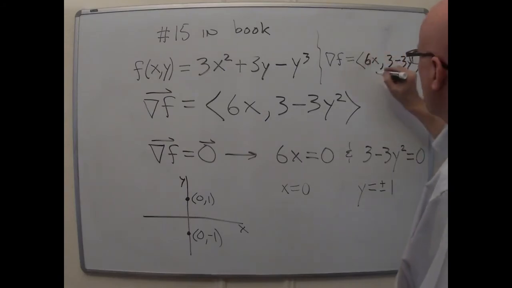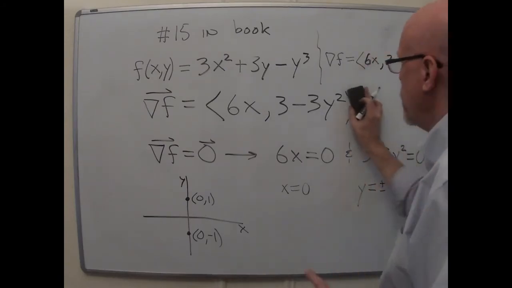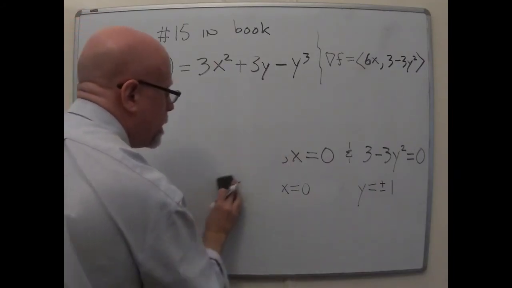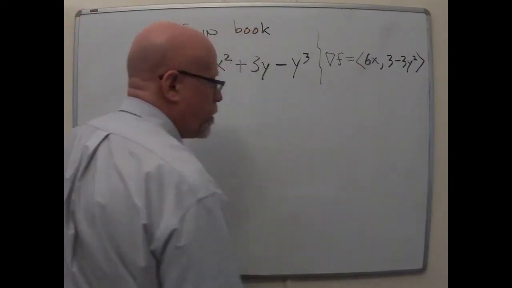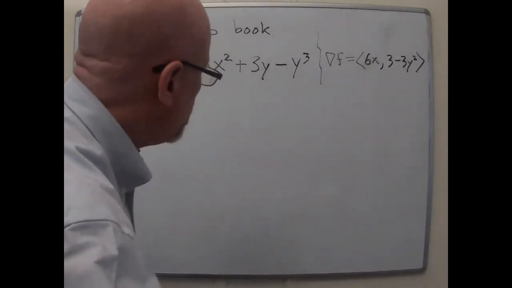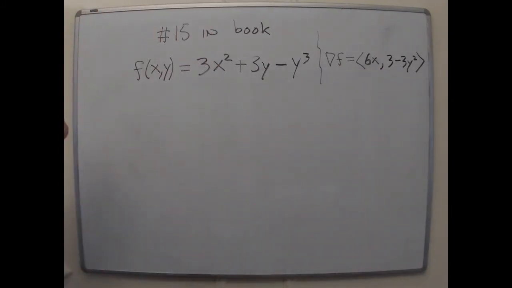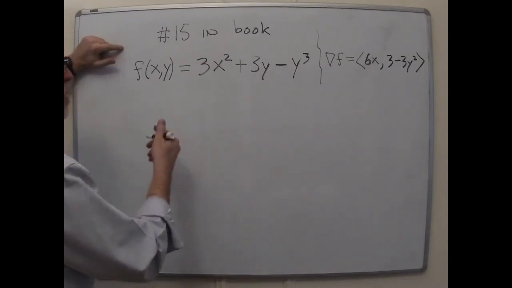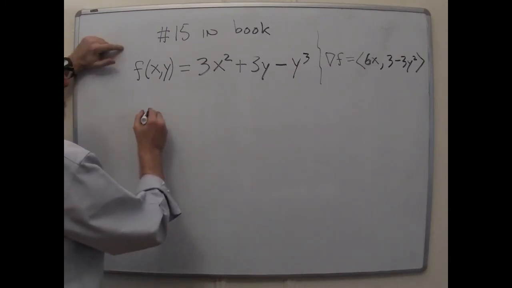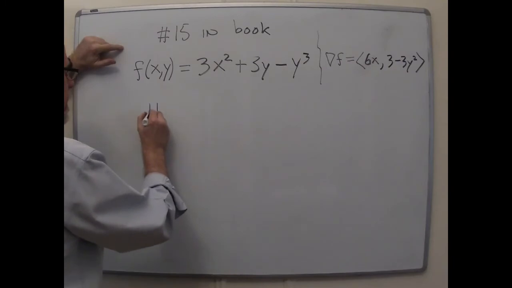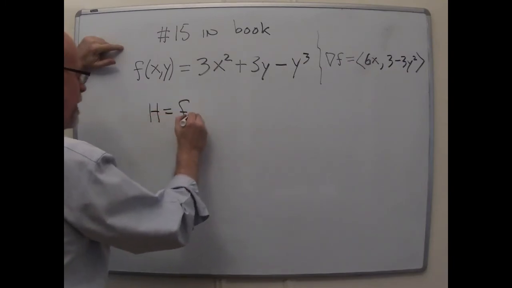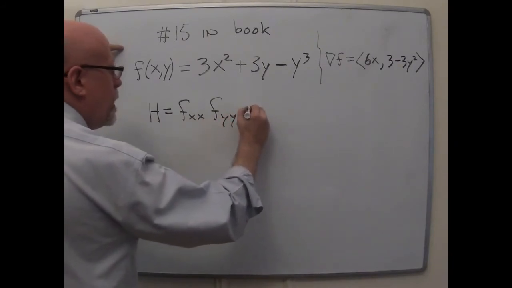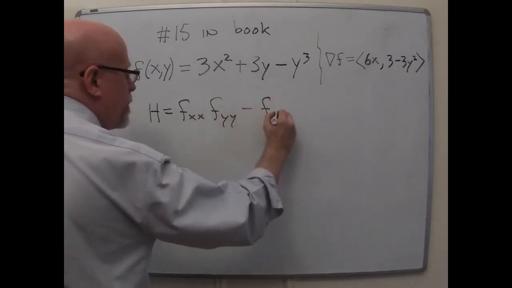I could be wrong about that, but let's do that, and then I can erase. Will we remember where those critical points are? I think that was simple enough. I'll remember that. So what I'm going to need now is the stuff to calculate the h, the Hessian determinant. H, remember, is fxx times fyy minus the square of fxy.